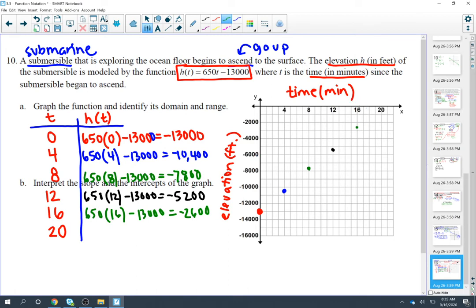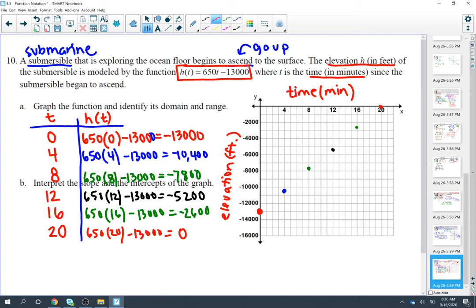So about maybe right there. And then 650 times 20 minus 13,000 equals 0. Now, I know that this graph actually stops. This is a very helpful graph for you, but the question is, should we go to 24? Should we do this again?